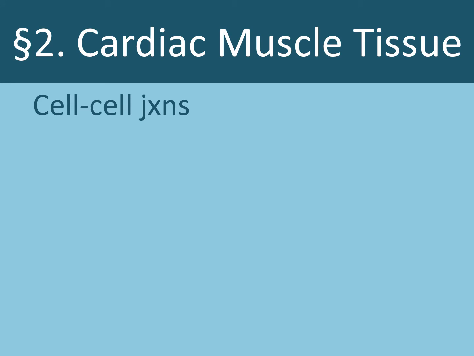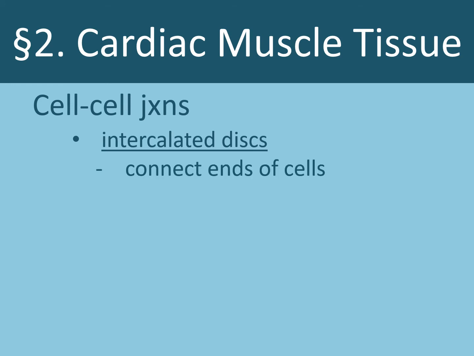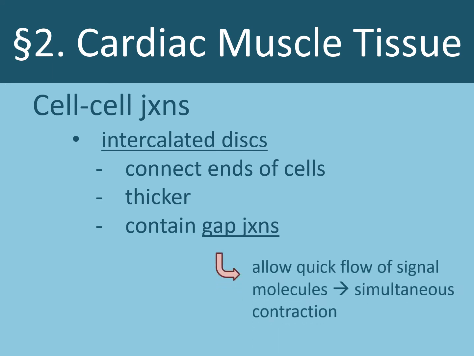The cells in myocardial tissue are connected directly to one another via cell-cell junctions. Specifically, in myocardium, we have a cell-cell junction known as intercalated discs. These connect the ends of the cells. They represent regions of the plasma membrane that are thicker and contain a special type of junction known as the gap junction. A gap junction is like a protein channel that allows a quick flow of signal molecules between cells. This is important so that we get a simultaneous contraction of all of our myocardial cells.